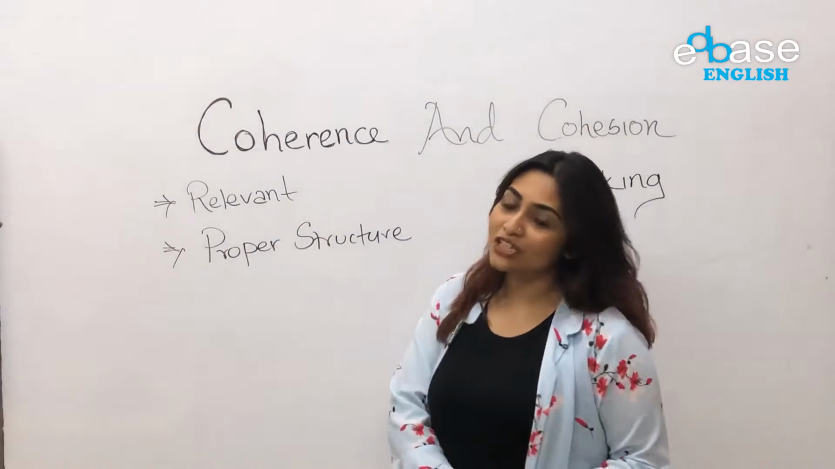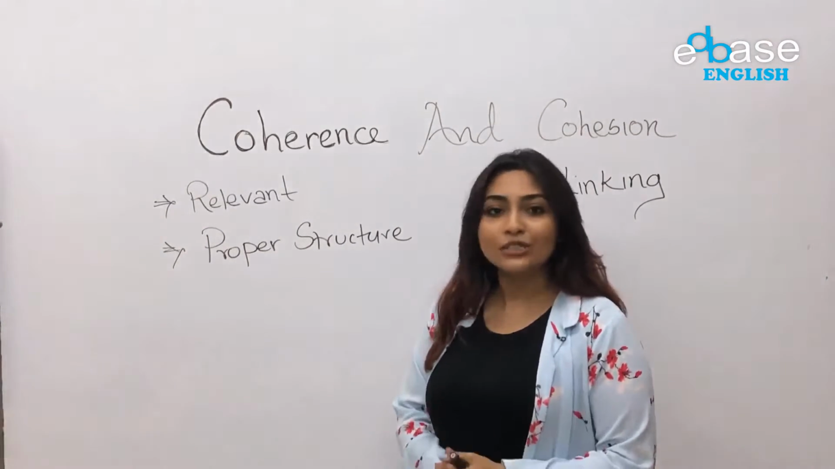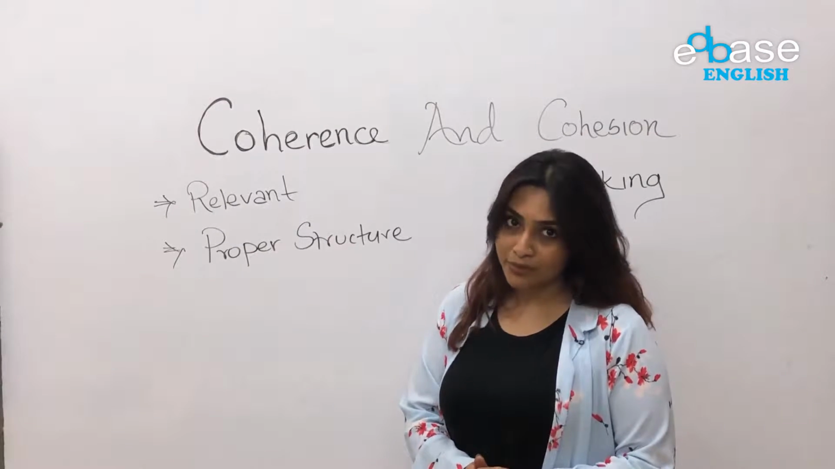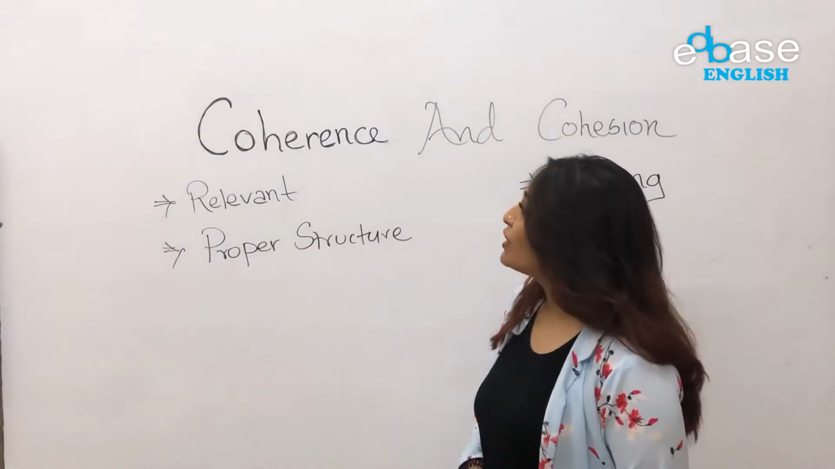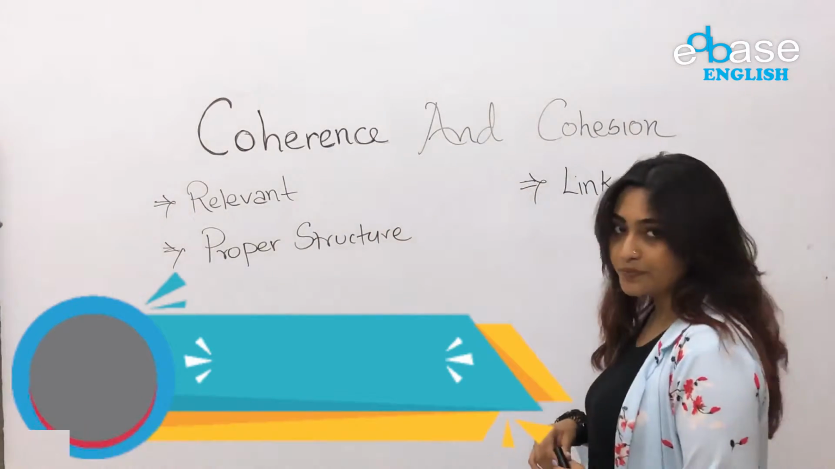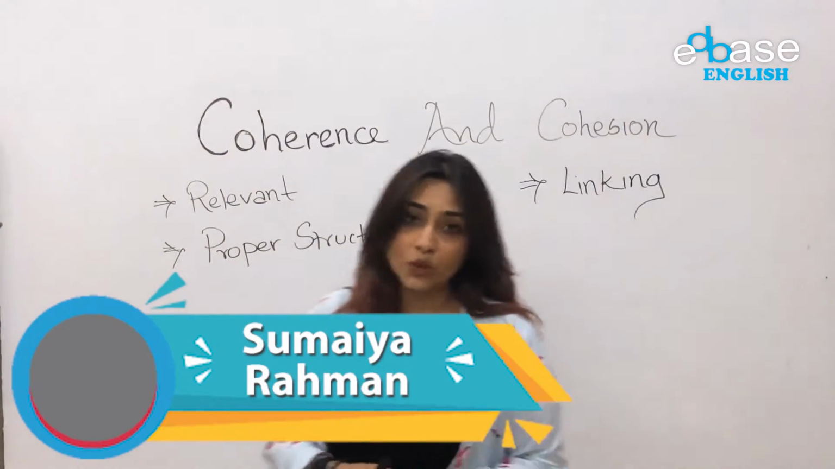So, lastly we talked about total task achievement and lexical resources. I hope you all remember it. If you don't, please go back and see the video. Today what we'll talk about is coherence and cohesion. So, what is coherence and what is cohesion?